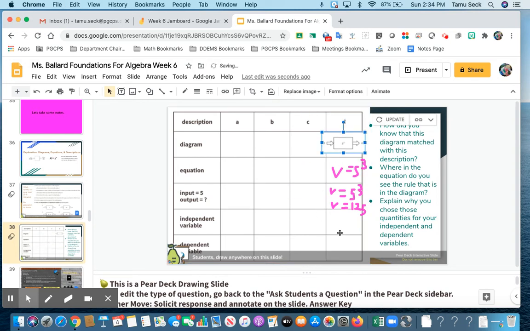And then what is the independent and what is the dependent variable? Then you can write your answer. So the independent variable is the side length S, and the dependent variable is the volume V. So I would like you to pause the video for 5 minutes and let the students finish this.